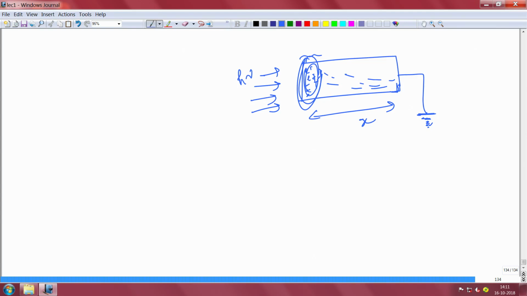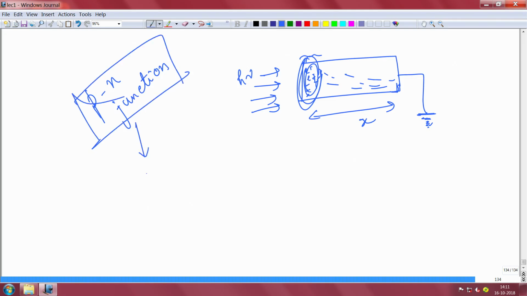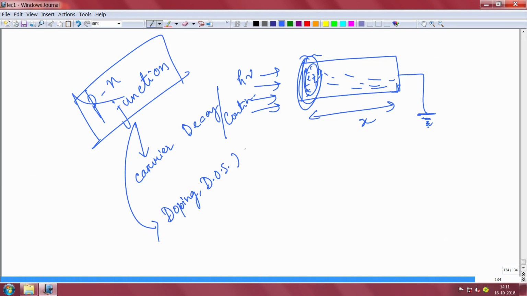So armed with all these fundamentals and basics, now we are able to go into the discussion of p-n junction. And p-n junction will depend heavily on the concepts of carrier decay. Carrier recombination and decay is the same thing. Carrier decay or recombination, whatever we have learned till now, and the continuity equation, it will depend heavily, right? It will also depend heavily on the basics of your doping, of your density of states that you learned, of your Fermi function and other things that we had learned, right?